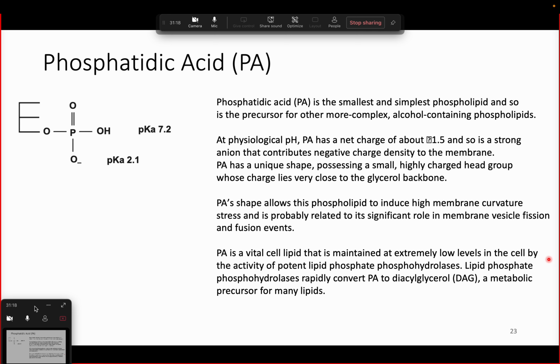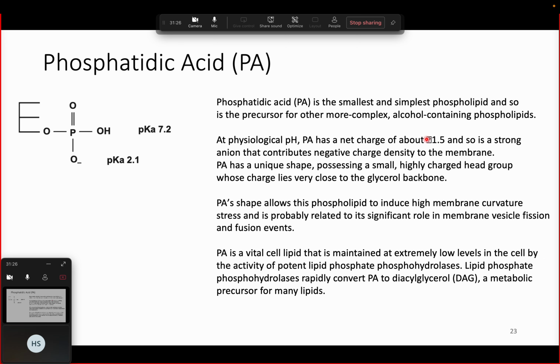Okay, so at physiological pH, PA has a net charge of about -1.5. I apologize for this correction. It is minus, indicating that this particular lipid is negatively charged. Okay, and so it is a strong anion that contributes negative charge density to the membrane.